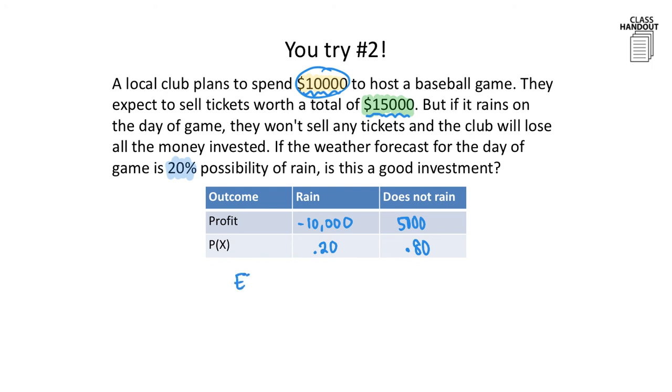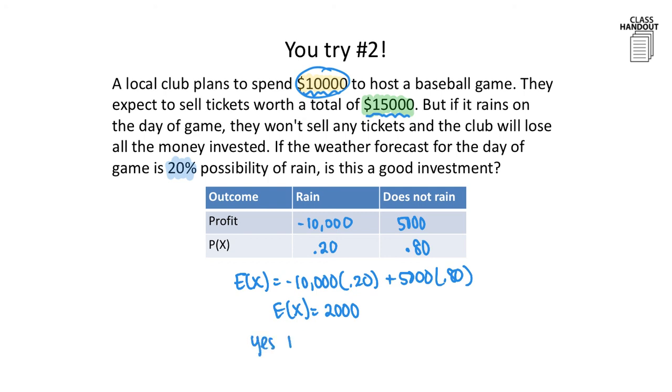So then the expected value is going to be negative 10,000 times 0.20 plus 5,000 times 0.80. And we put that in our calculator. I'm not going to show the calculator just to make it a little easier. You should get $2,000. So in this case, we're not going to say if we play this game many times because this isn't a game. We would say, yes, this is a good investment, because the expected value is positive.